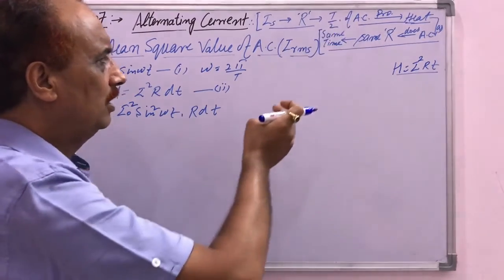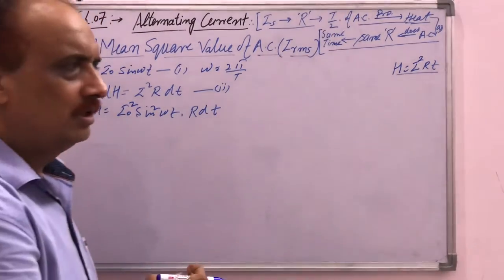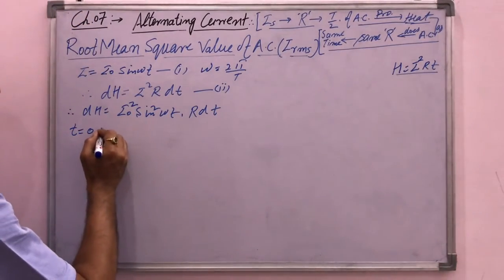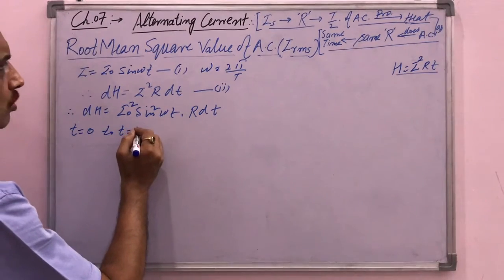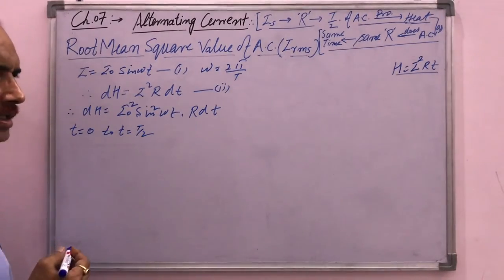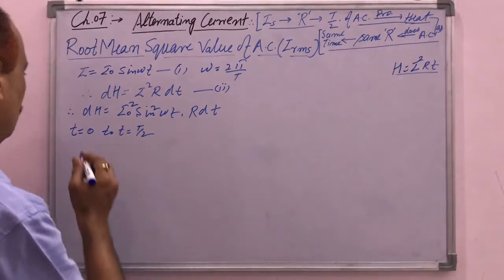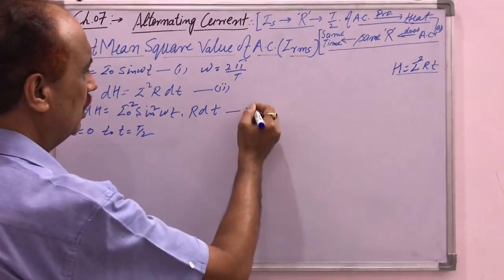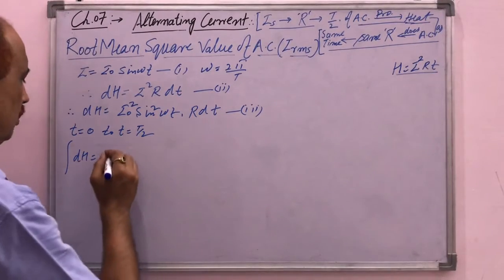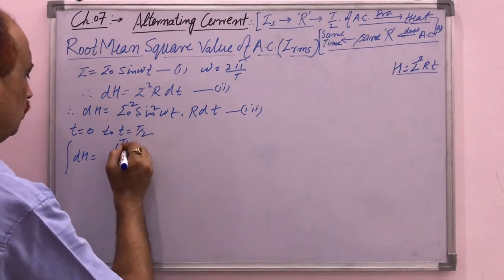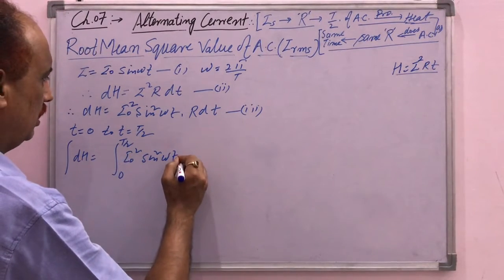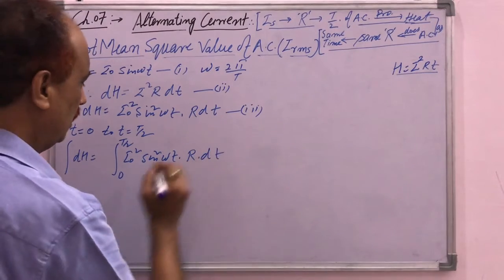Now we have to find the energy for a half time period of the AC, so we put the limit from t equal to 0 to t equal to T by 2. Within this limit we find the heat energy produced by the resistance. Integrate equation number 3 within the prescribed limit: integrate dH equals integral from 0 to T by 2 of I naught square sine square omega t into R into dt.